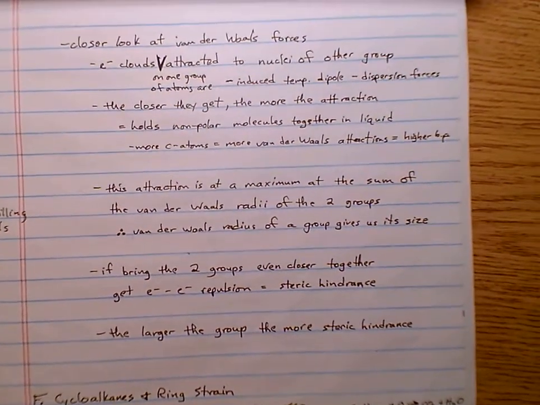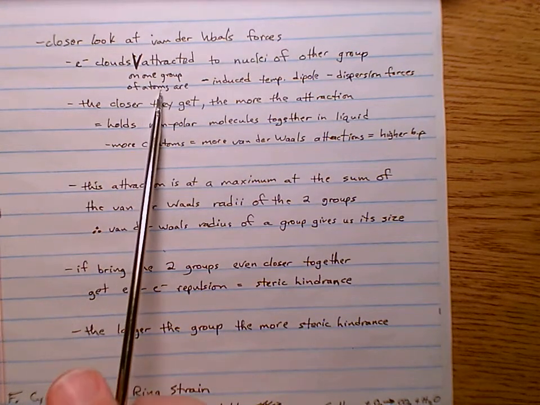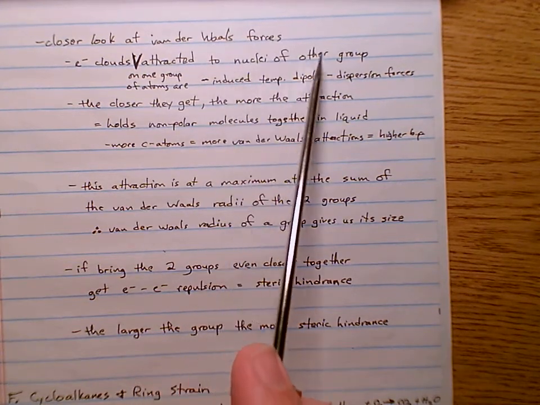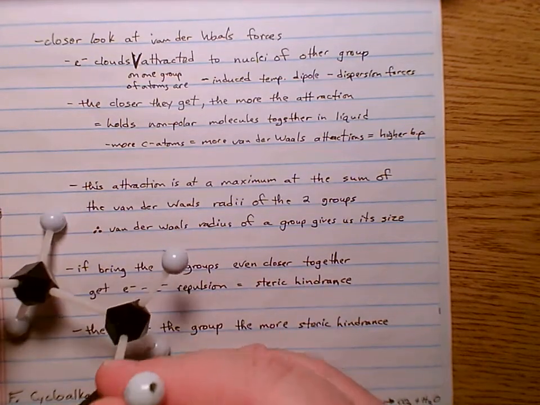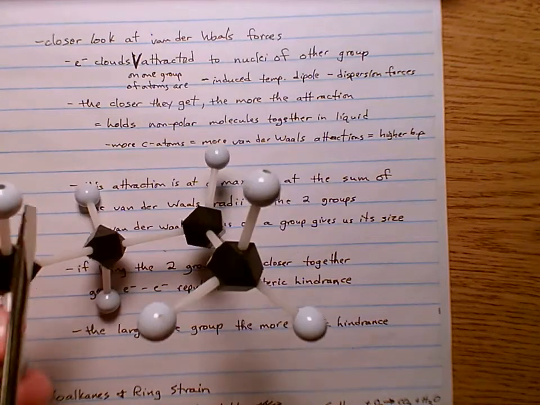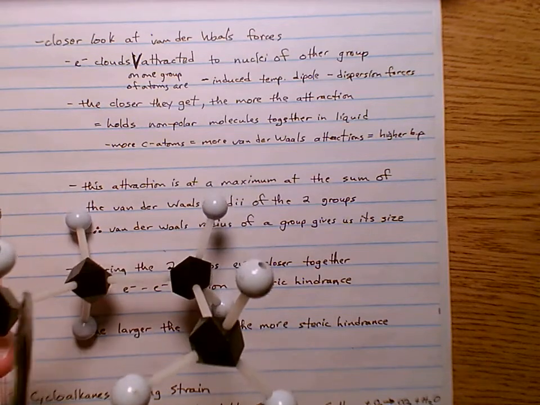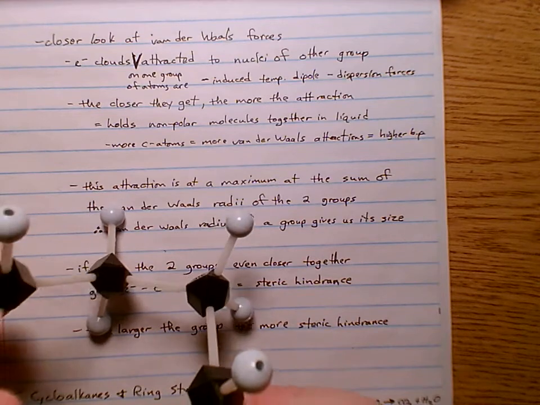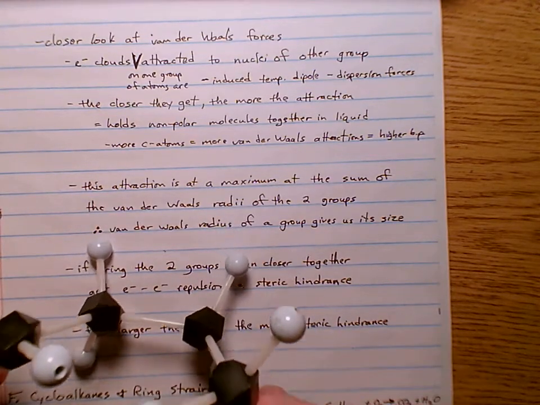All right, so closer look at van der Waals forces. We'll just go through this. Note that the electron clouds of one group are actually attracted to the nucleus of another group. So as these two come closer together, there's actually a little bit of an attraction between these two, as the electrons on this hydrogen here are attracted to the nucleus of this hydrogen over here. So at distance, there's a little bit of attraction, but then they get too close together, and the two electron clouds start repelling each other.